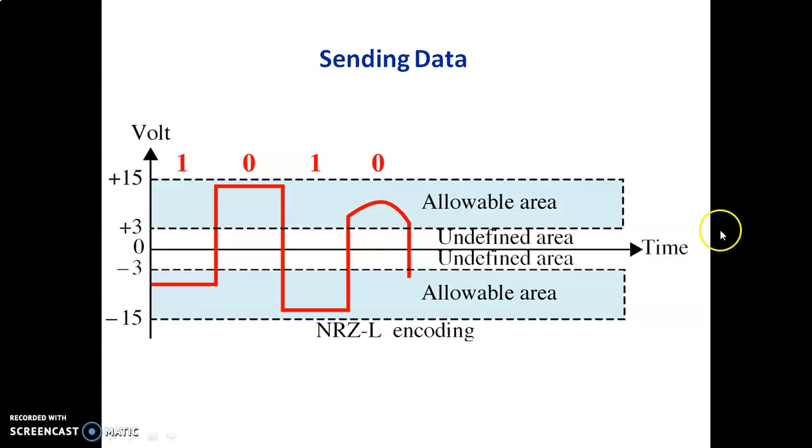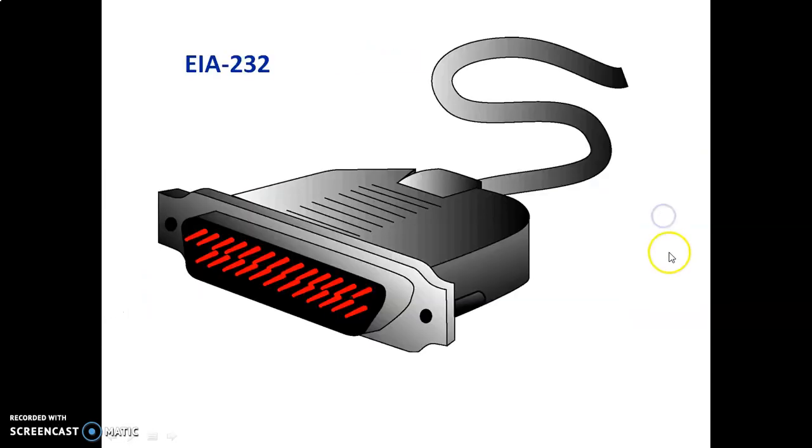First, we will discuss the mechanical specification. The mechanical specification of the EIA standard defines the interface as a 25-wire cable with a male and a female DB-25 pin connector attached to either end. This is an example of an EIA232 interface. The length of the cable may not exceed 15 meters.